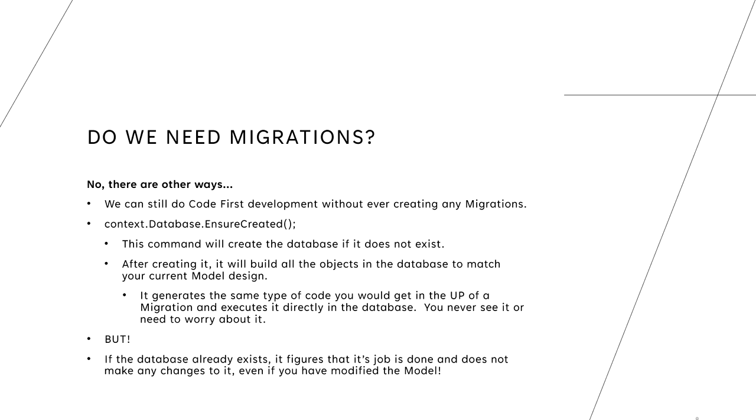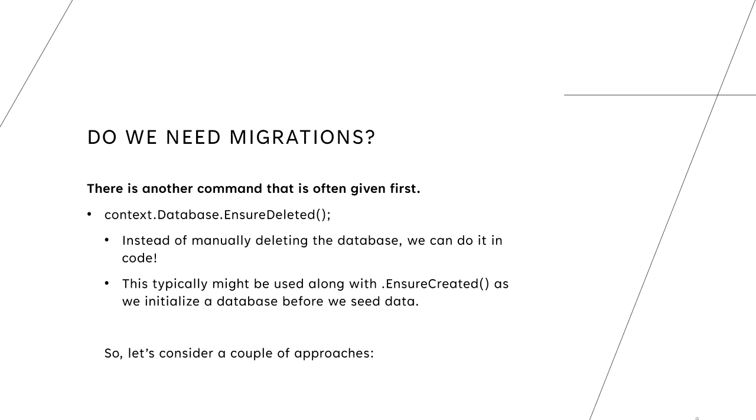If it's there, then even if you've modified your model, tough on you. It does not touch the database if it's there. So it only really works in conjunction with deleting the database first. That's where this other command is often used first. We can call ensure deleted, and instead of manually deleting the database, this will go and do it in code. That typically might be used along with an ensure created. So we just delete the database and recreate it again.